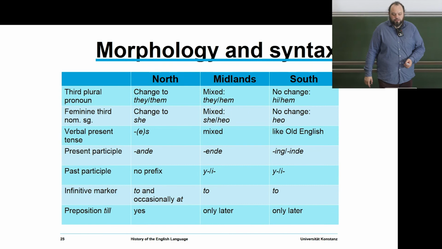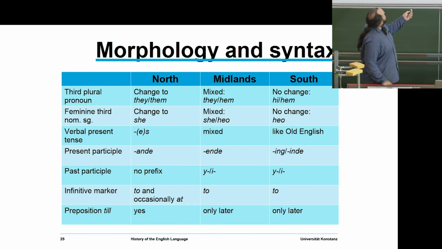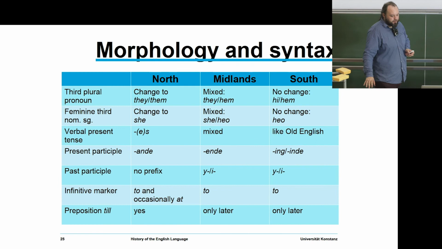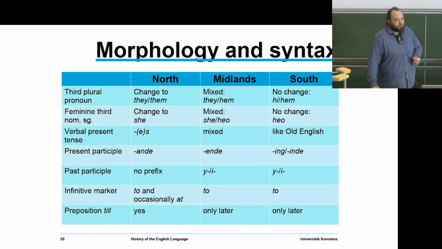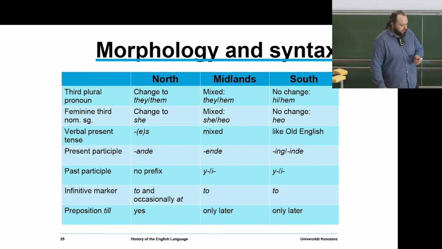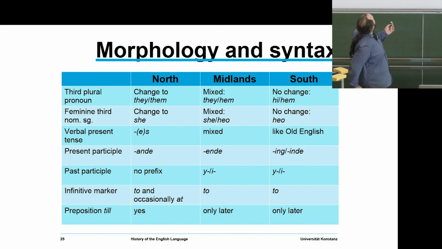So in terms of the third person plural pronoun, in the north, we get they and them. In the Midlands, we get a mixture. We get they in the nominative, but hem in the objective, in the accusative and dative, which have combined by this point. And in the south, hi and hem are retained for longer. Of course, this is all relative. When you look at late texts, sometimes they've changed more. But on the whole, these generalizations hold pretty well. It's the same with she. The new feminine pronoun she, which we talked about before, develops in the north. In the Midlands, you get a mixture. And in the south, you get the old pronoun heo.